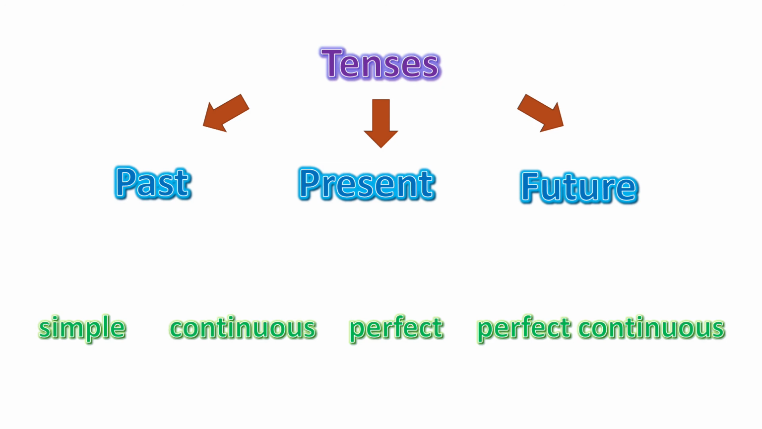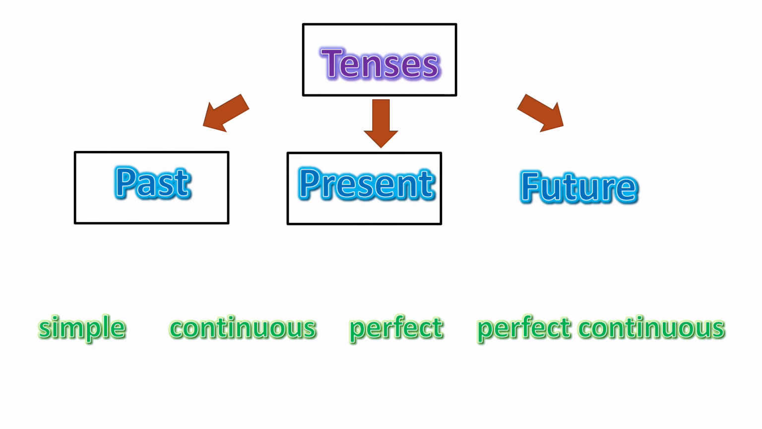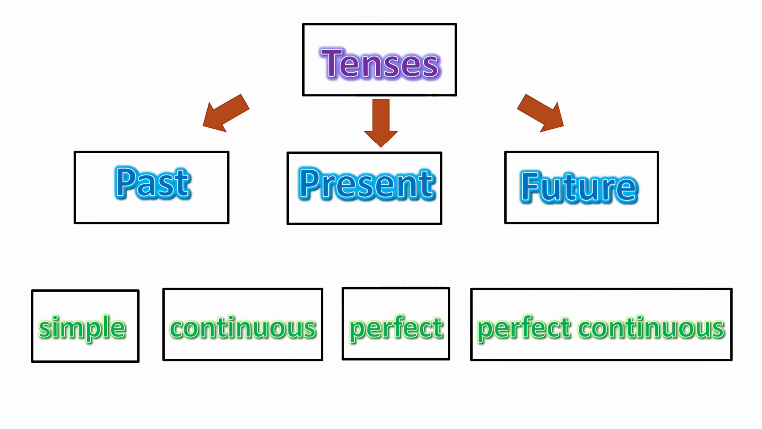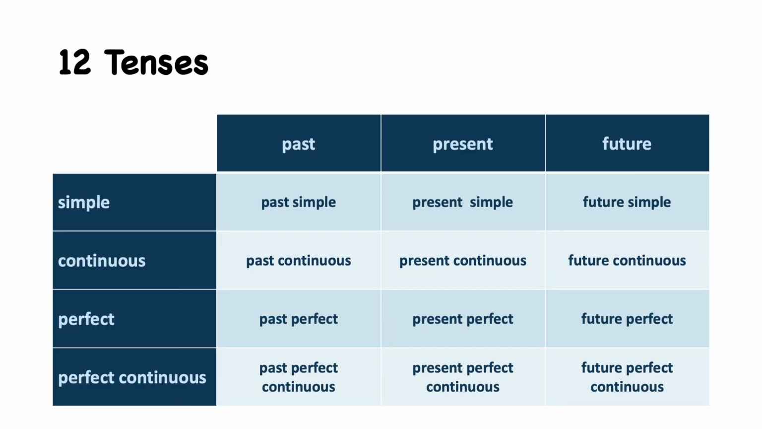You can see it as some sort of a family tree. The grandfather tense has 3 sons, the past, the present, and the future. Each of the sons got married and have 4 children, each with the same names: simple, continuous, perfect, and perfect continuous. So altogether, there are 12 sons or 12 tenses which we will learn one by one in our future lessons. So to make it easy for you to remember, I have placed all the 12 tenses in this table.